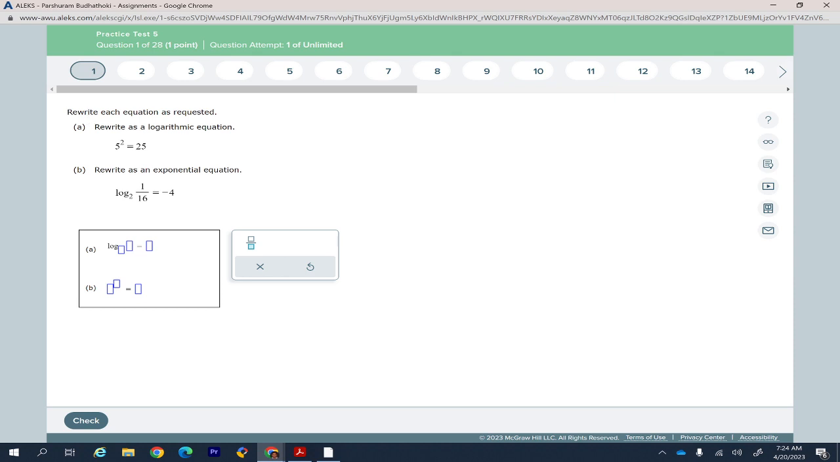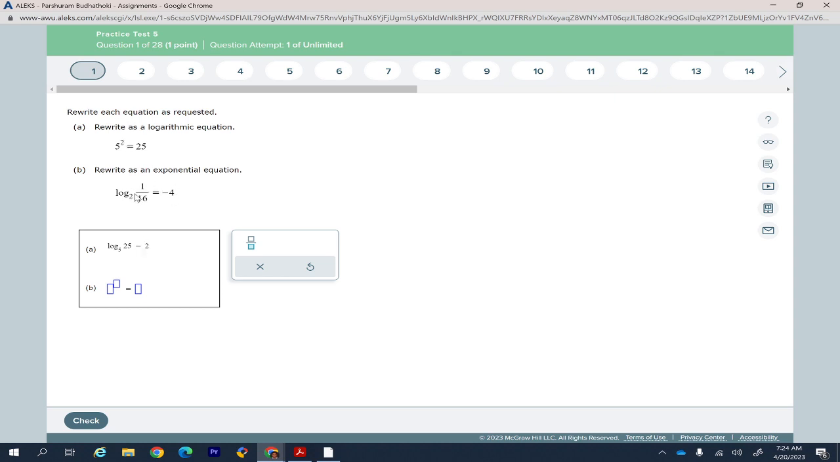Rewrite each equation as requested. Rewrite as a logarithmic equation. So this is exponential form. As you can see here, the base of this form is 5, so this 5 goes here as the base. The value 25 goes here. So log base 5 of 25 is equal to this exponent value, which is 2.